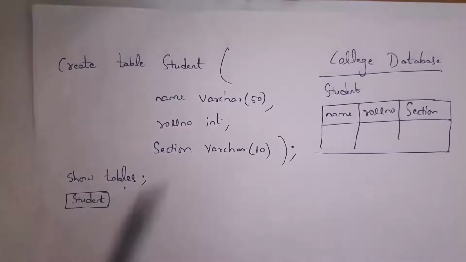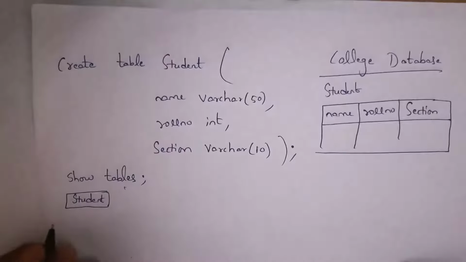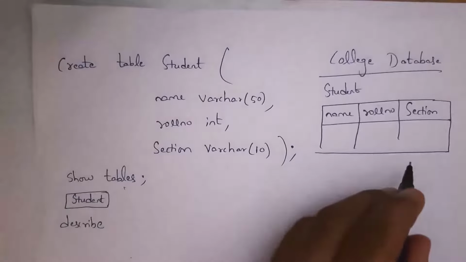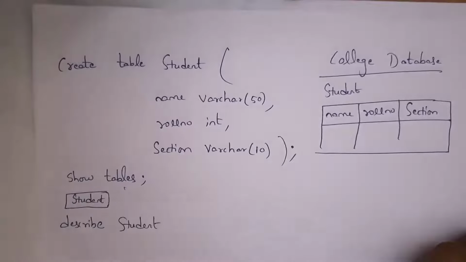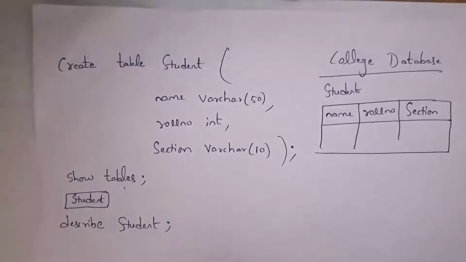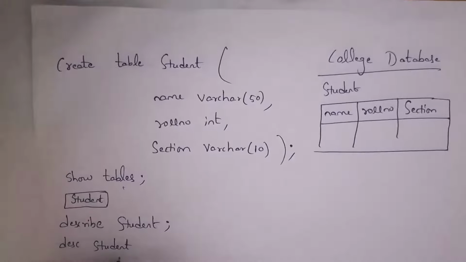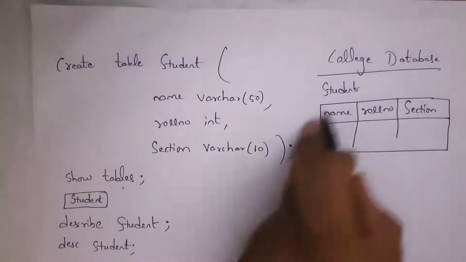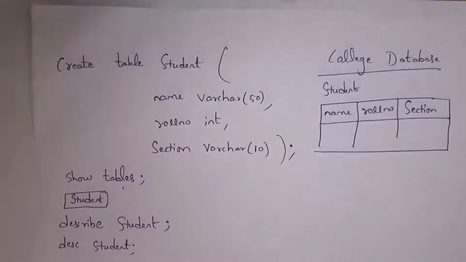I don't want to see only table name. I want to see all columns which is present in my student table. So for that purpose, you need to write code, that is describe. Here you need to use describe command. I want to see all columns which is present in student table. So just write describe student and give semicolon. Whenever you write this code, this is my output. It will display all 3 columns, name, roll number and section. Instead of writing describe, you can also use shortcut, that is DESC. DESC student. Whenever you write DESC student, this is my output. It will display all columns which is present in student table.